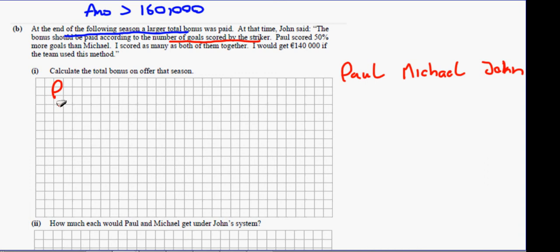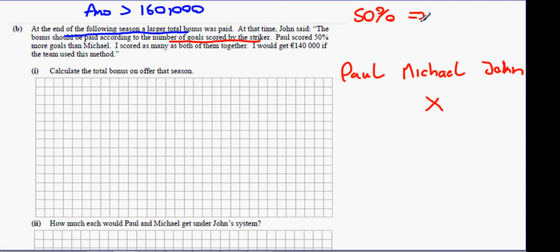Now guys, do we know how many goals? Let's start off with the smallest. Who scored the least amount of goals? Michael. Okay. Michael scored x amount of goals because we don't know how many goals he scored. How much did Paul score then? What's a 50% bigger number than x? Can anybody tell me?